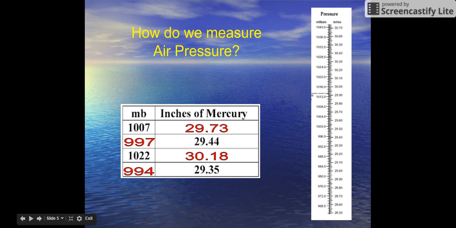This is millibars. So if you look here on the right-hand side, and I apologize, I have my grandfather clock going off in the background, we have areas that are measuring your inches of mercury, and they're coordinating millibars on the left.